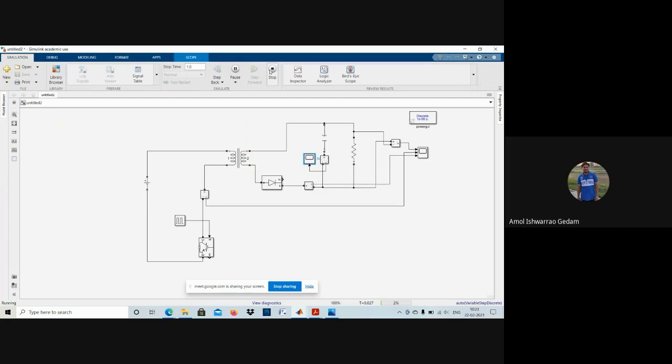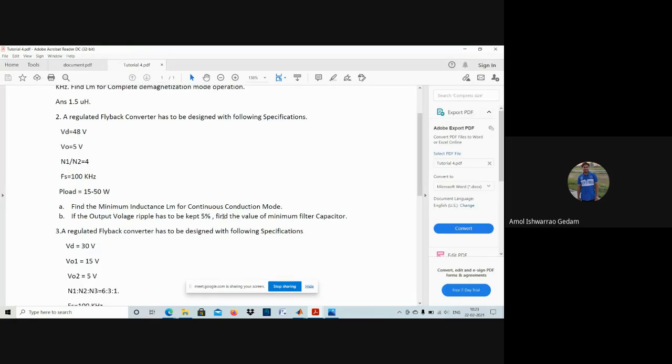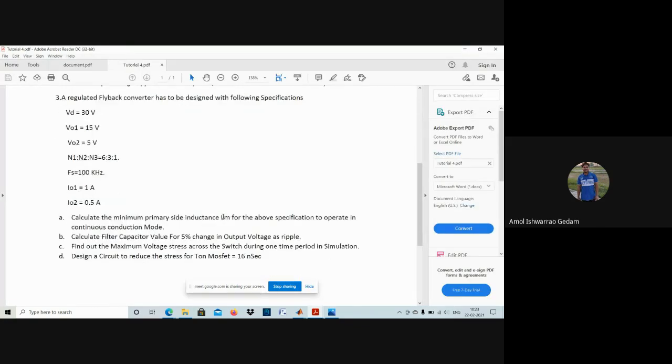So this is the question for today's lab. You can solve this question number 3 as the assignment for this lab, or homework, what we can say. This question you have to solve and simulate and send before next week. We can read the question.